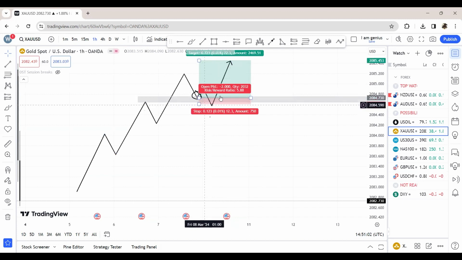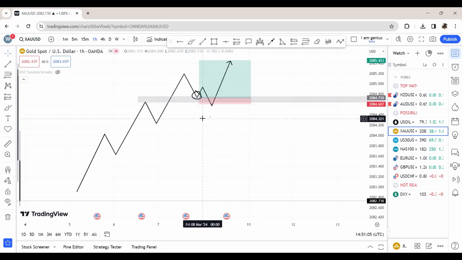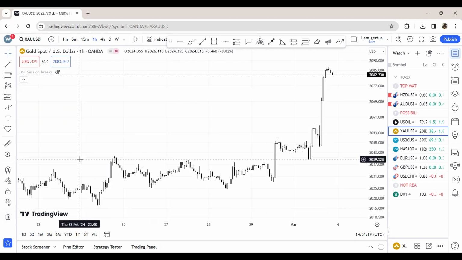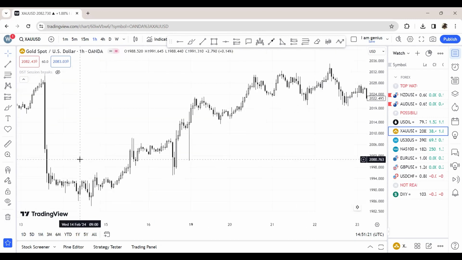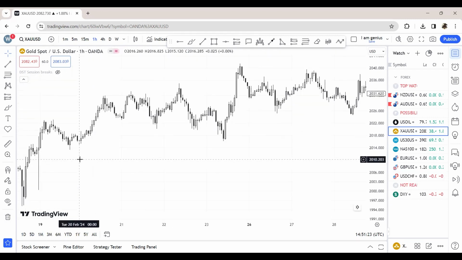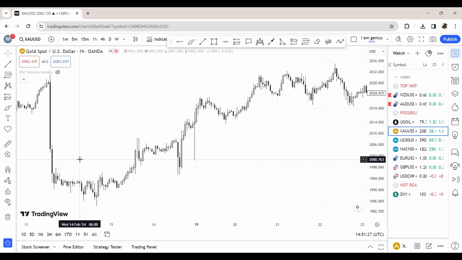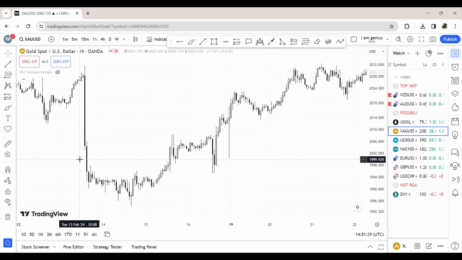So this is what I mean when I talk about stop loss hunting. It's just basically being wicked out and then the market continues in your direction. So in this video, I want to look at how you avoid such scenarios. So let's look at a practical example on the chart.